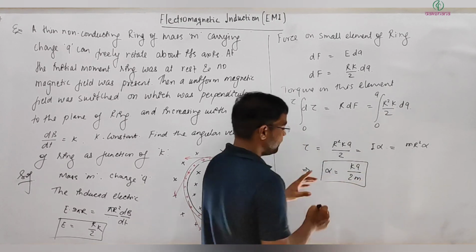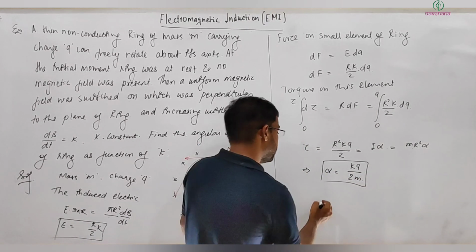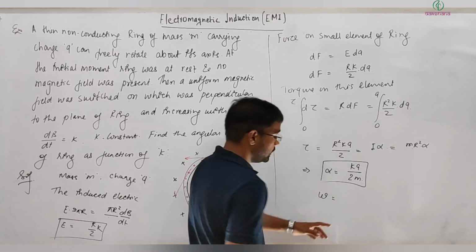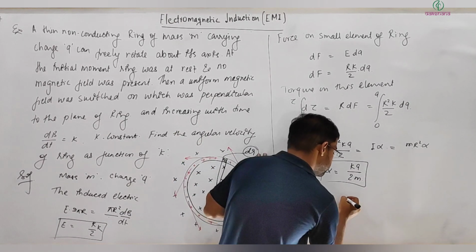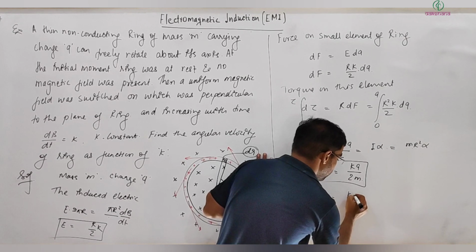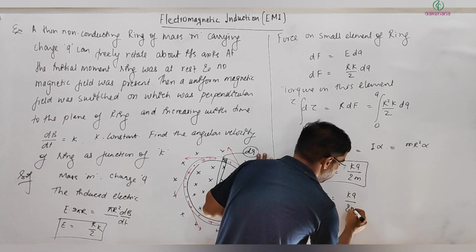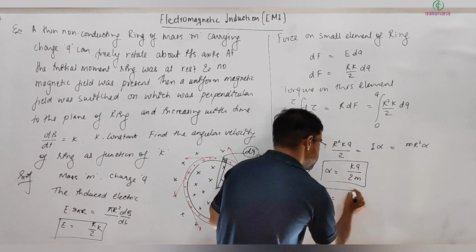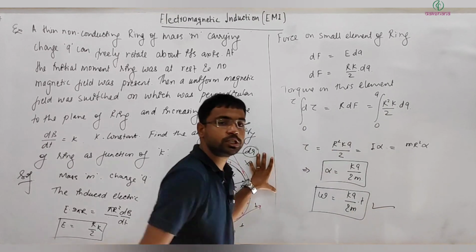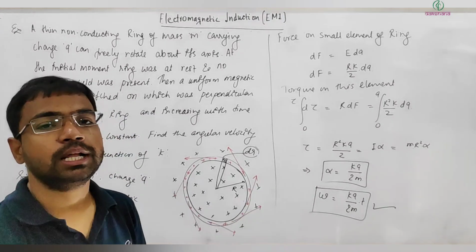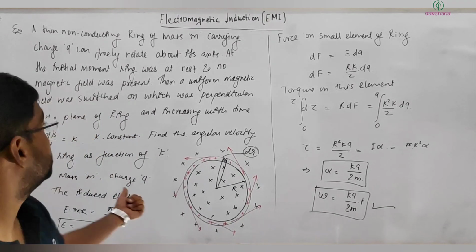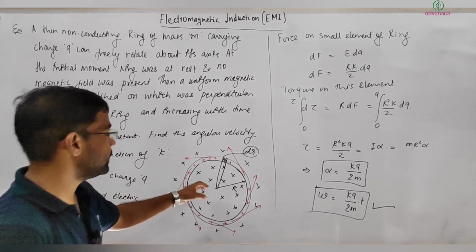We got alpha, which is constant. You can see then the angular velocity omega is equal to omega naught plus alpha t. So omega naught is 0 and alpha is k q by 2 m, into t. This is the answer for the angular velocity of the ring as a function of k, or it will also be a function of t. So this is about this problem.